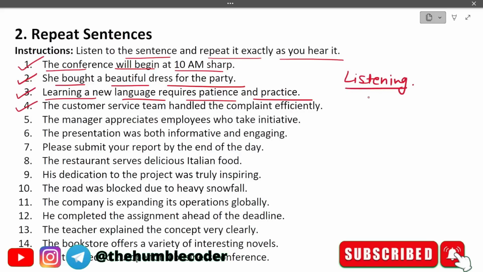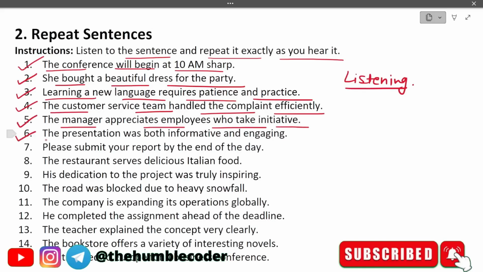You just have to listen to the sentences which I am reading out, and then you have to say it along with me, like not along with me, but after I am done. Fourth sentence is, the customer service team handled the complaint efficiently. Next sentence, the manager appreciates employees who take initiative.